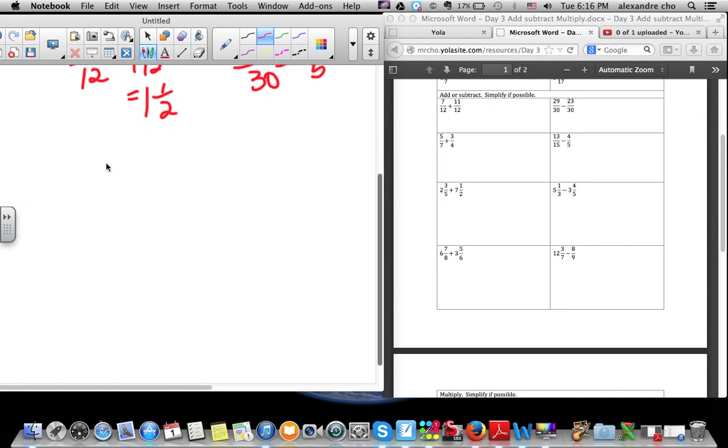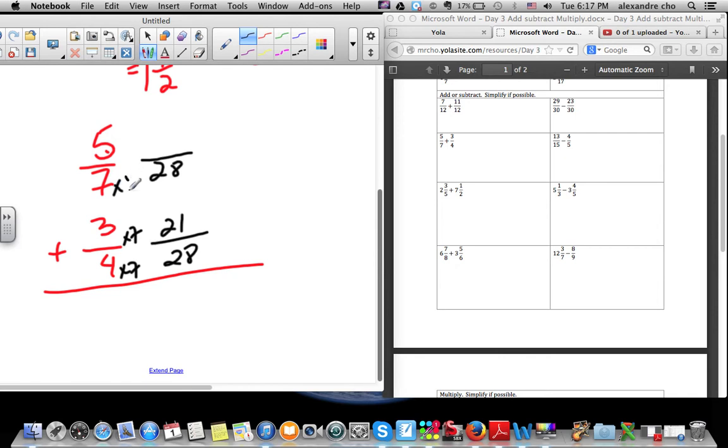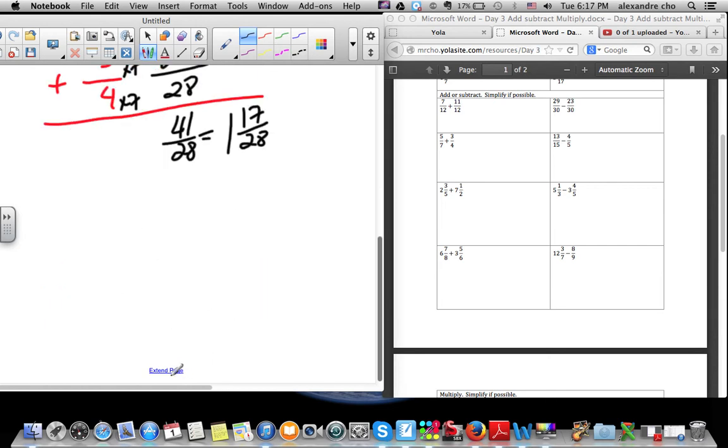unlike denominators here, okay, 5 over 7 and 3/4. Okay, you want to add these two. Well, let me change colors. LCM for both is 28. So 4 times 7 is 28. 3 times 7 is 21. 7 times 4 is 28, so it's 5 times 4 on top. Okay, simple addition problem. 20 plus 21 is 41 over 28. And 28 goes into 41 one time, and 17 left over 28. Final answer. Okay, so you had to first find the LCM before you were allowed to add.